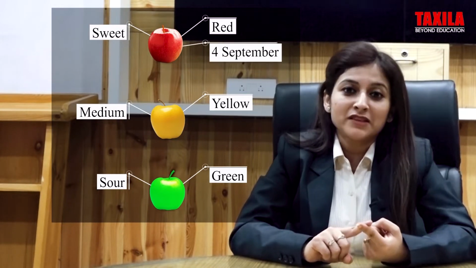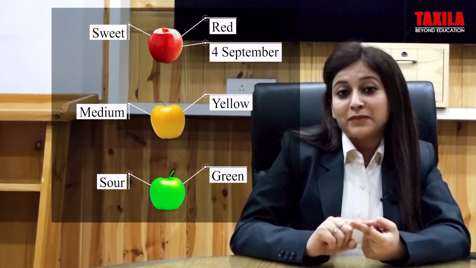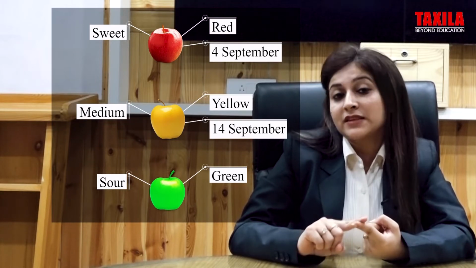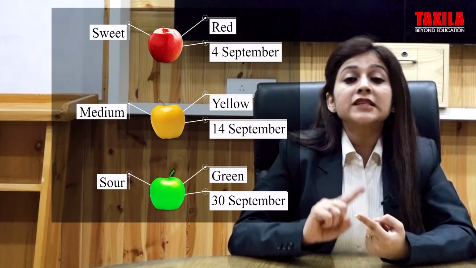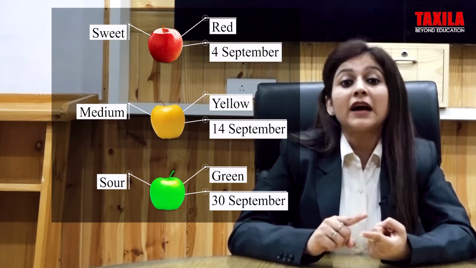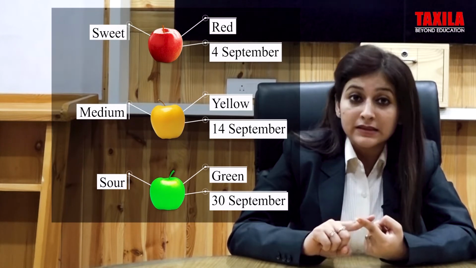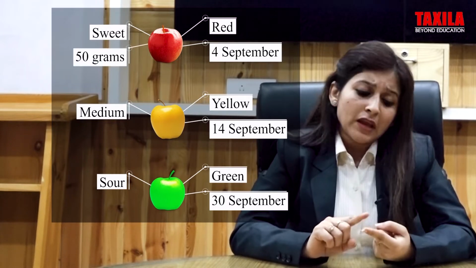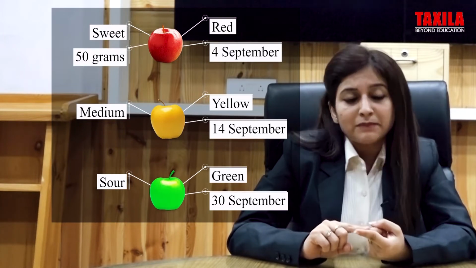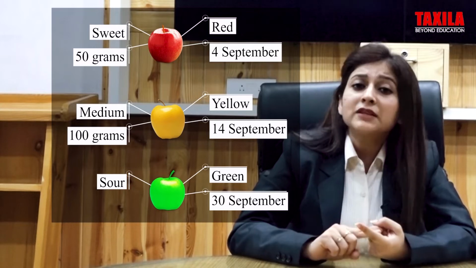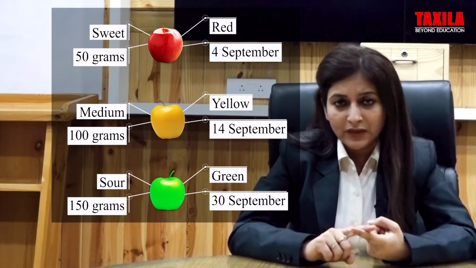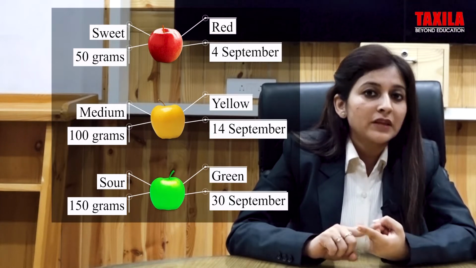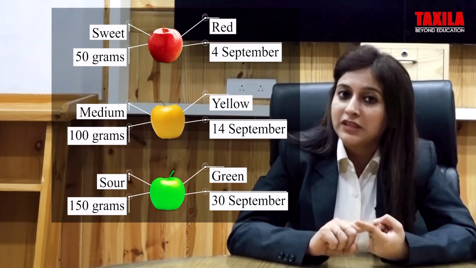Apple 1 was harvested on 4th September. Apple 2 was harvested on 14th September and Apple 3 was harvested on 30th September. So this 4th September, 14th September and 30th September is my interval data. Apple 1 was of 50 gram, Apple 2 was of 100 gram and Apple 3 was of 150 gram. So this 50 gram, 100 gram and 150 gram, these are my ratio data.